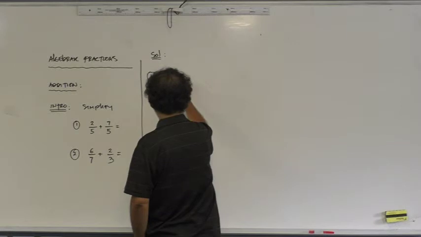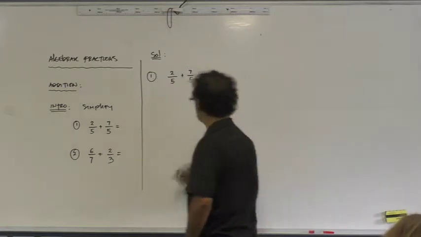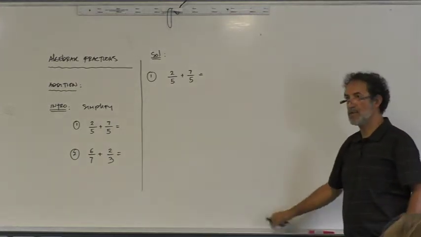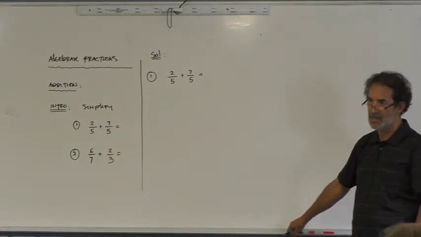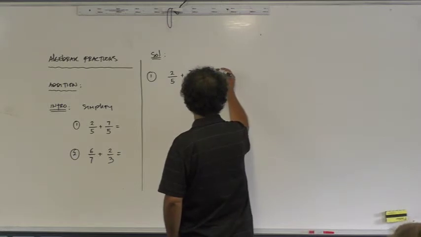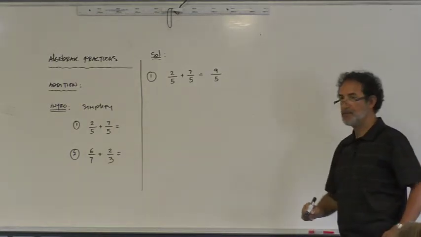This is what they do. Okay, so we have to do 2 over 5 plus 7 over 5, and we know that when you have the same denominator, then you add the numerators and keep the denominator. This is something that we all know. So it's going to be 9 on 5. That's it. Okay, next.